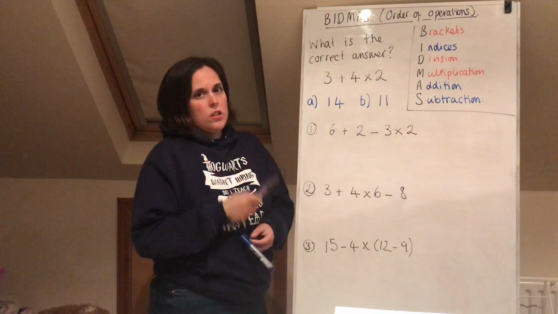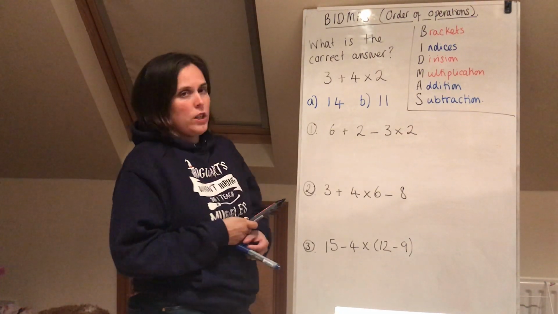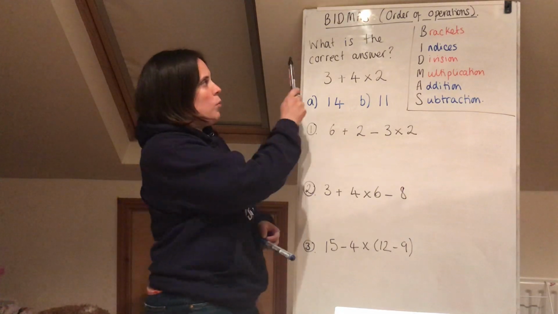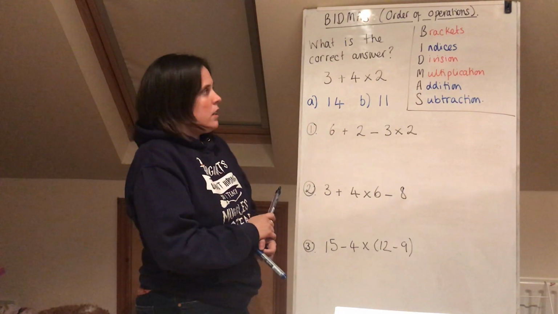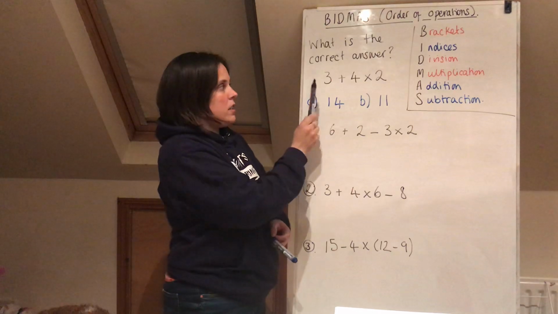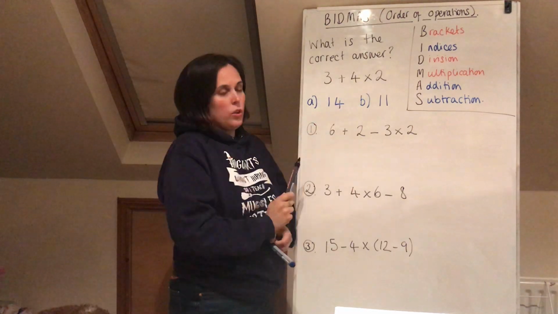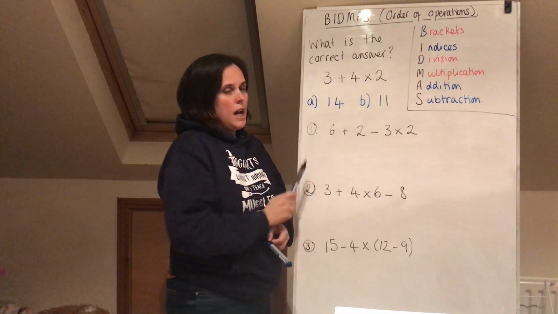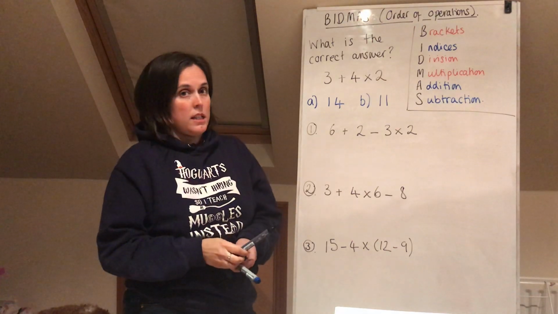Now, just to start today's lesson off then, I've got a question on the board, and the question is, what is the correct answer? So I've put a sum here, and the sum is 3 plus 4 times 2, and I've got two possible answers. A is 14 and B is 11.